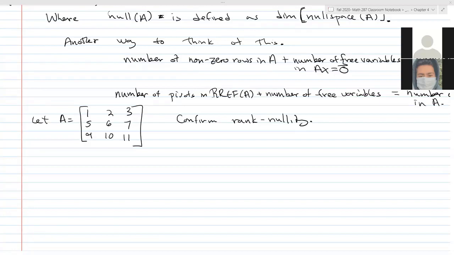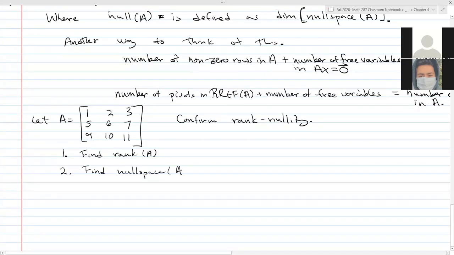All right, so do that first. Write 1, find the rank of A. 2, find the null space of A. 3, show that the two added together, the nullity of A plus the rank of A, equals 3.